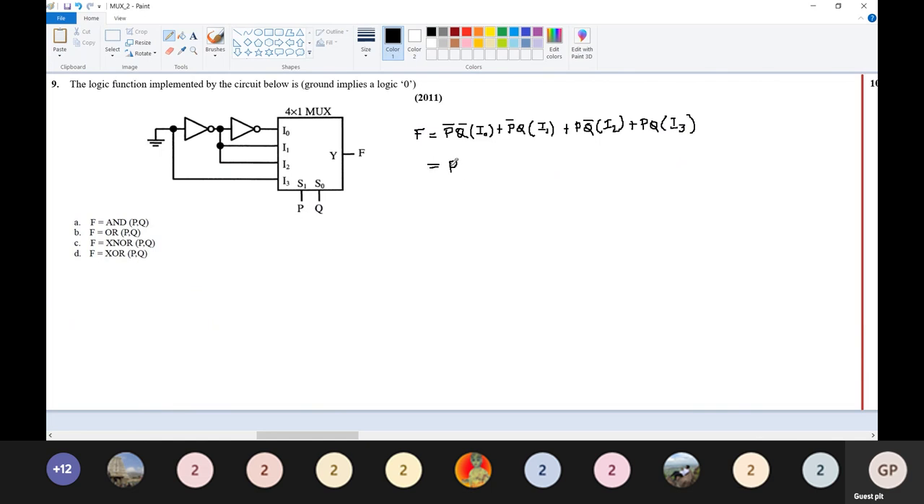So now we'll write the corresponding input values. P dash Q dash into I0 value. So the I0 value here is, okay, this is ground, it is 0, so here this should be 1, and here this should be 0, understood? So here the value is 0, plus P dash Q into I1. The I1 value here is 1, this 1 appears here. So I1 value is 1, plus P Q dash is I2. I2 is also equal to 1.